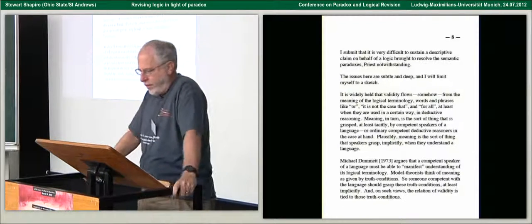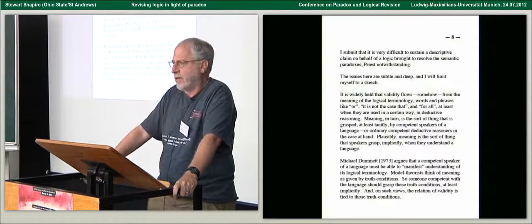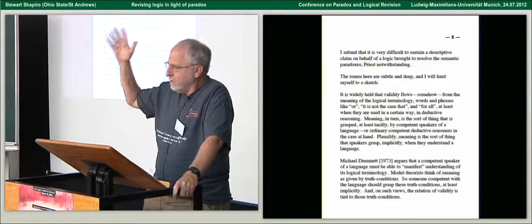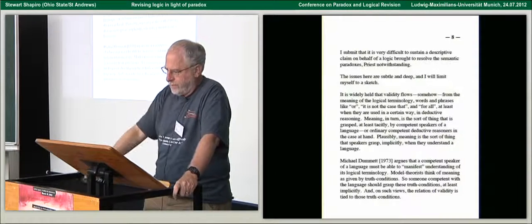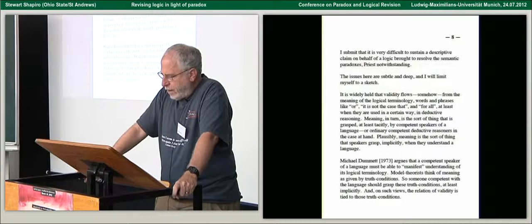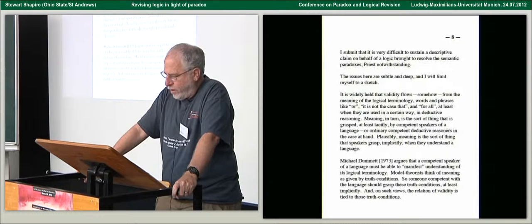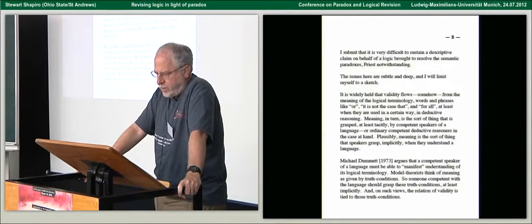Meaning now is the sort of thing that is grasped, at least tacitly, by competent speakers of a language, or ordinary competent deductive reasoners in the case at hand. So just say professional mathematicians, anyone who regularly does long sustained deductive reasoning. Plausibly, meaning is the sort of thing that speakers grasp implicitly when they understand a language. Dummett argues that a competent speaker of a language must be able to manifest understanding of its logical terminology. That's his phrase, manifest.